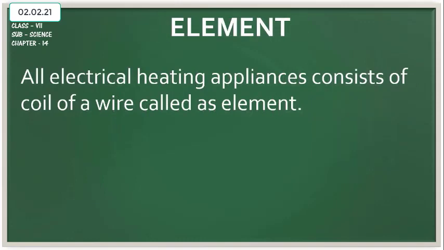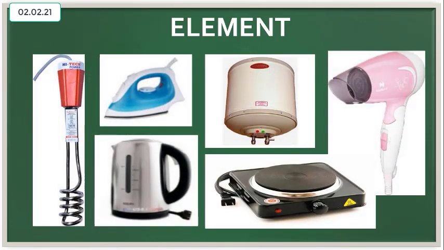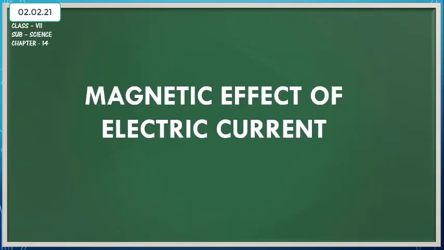Element. All electrical heating devices consist of a coil of wire called an element. When these appliances are switched on, then their elements become red hot and release heat. There are some electric appliances such as immersion heaters, hot plates, iron, geyser, electric kettles, hair dryers, etc., which have these elements inside them.